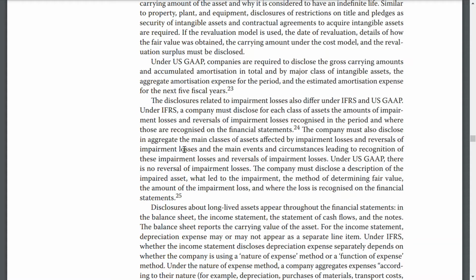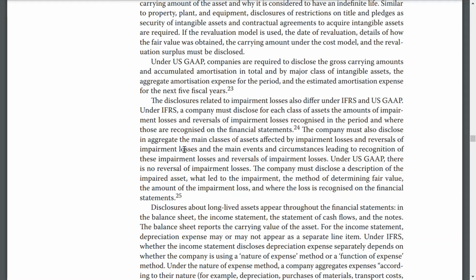Under IFRS, a company must disclose for each class of assets the amounts of impairment losses and reversals of impairment losses recognized in the period, and where those are recognized on the financial statements. The company must also disclose in aggregate the main classes of assets affected by impairment losses and reversals of impairment losses, and the main events and circumstances leading to recognition of these impairment losses and reversals of impairment losses.